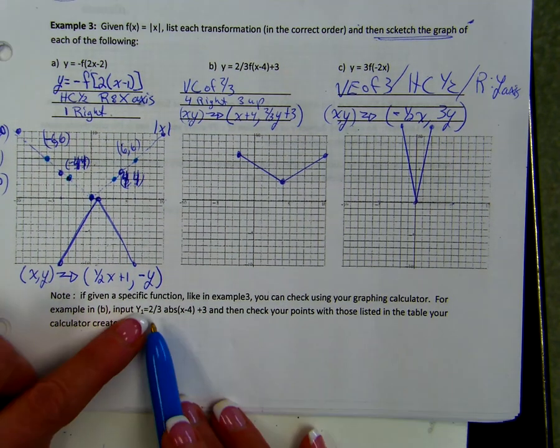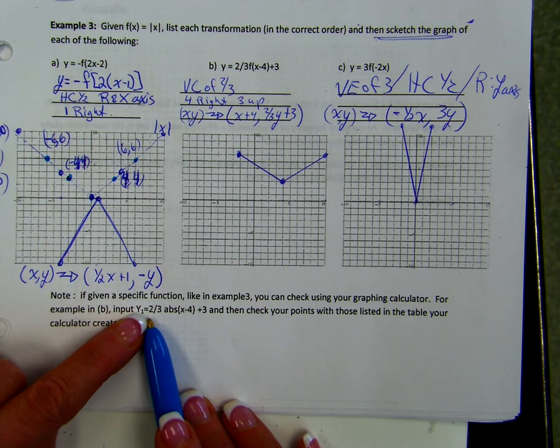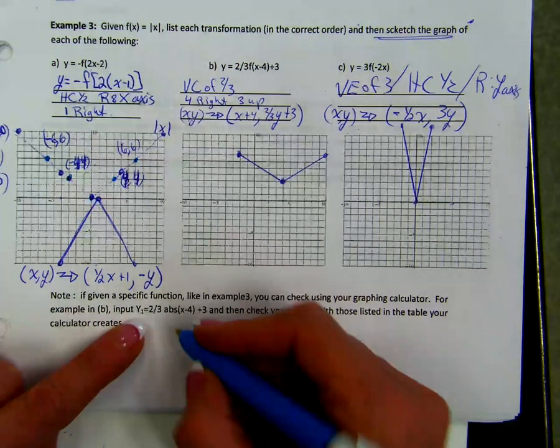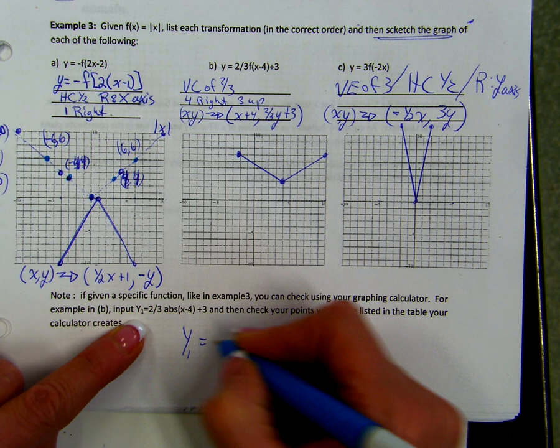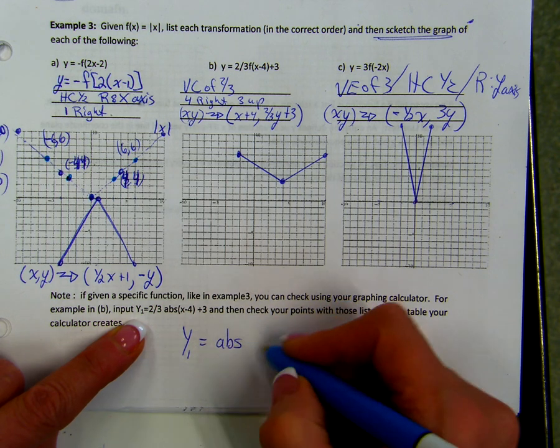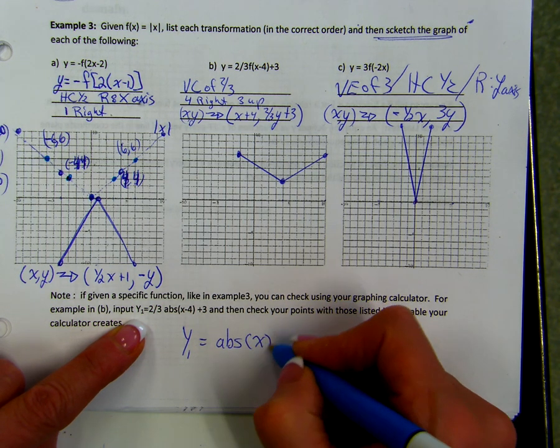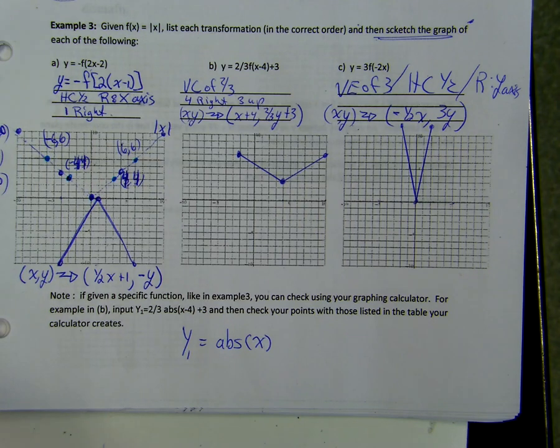Example 3. You can check your work using your graphing calculator, so we could have inputted y equals absolute value, and remember I'm going to teach you how to compose. My other class has my graphing calculator.